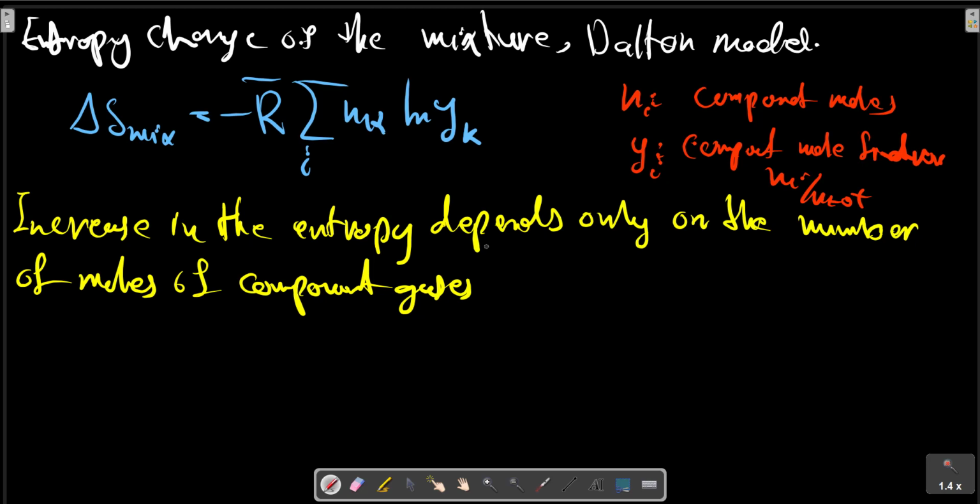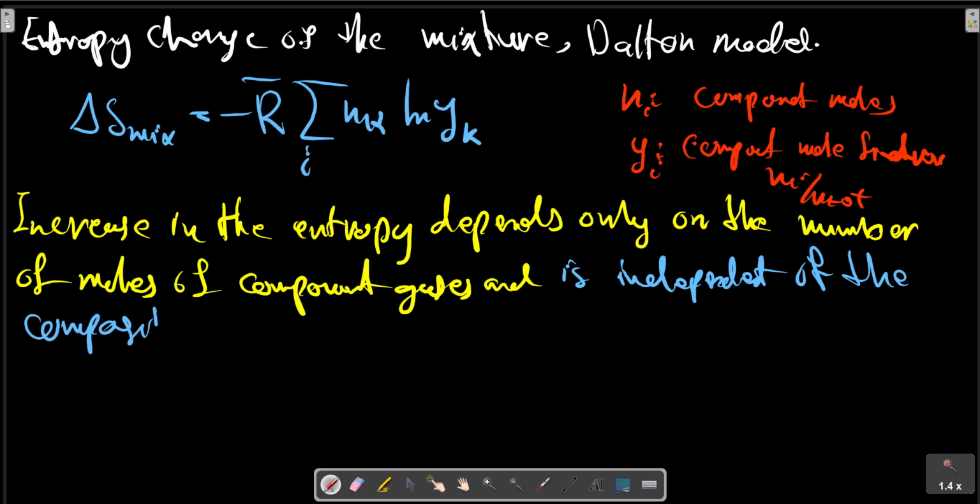And it is independent of the composition of the gas. For example, when 1 mole of oxygen and 1 mole of nitrogen are mixed, the increase in entropy is the same as when 1 mole of hydrogen and 1 mole of nitrogen are mixed.